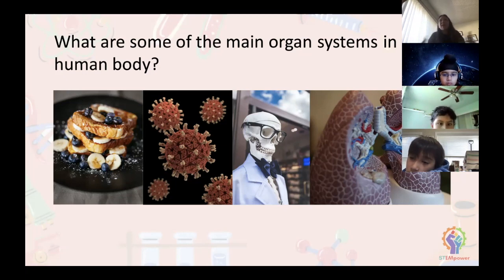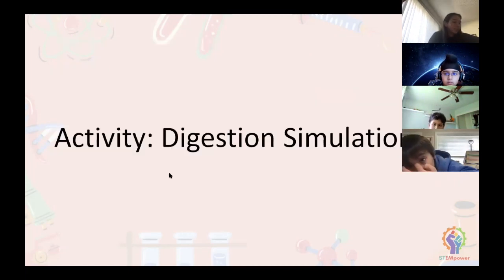So I always think that that's pretty cool because in order for one system to kind of create who we are, we need them to work together. So the skeletal system and muscular system are just an example of two systems that work really closely together. So now we can move on to our activity, digestion simulation.